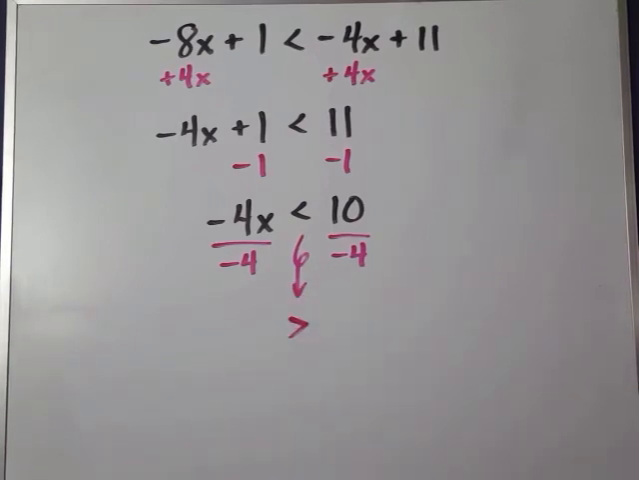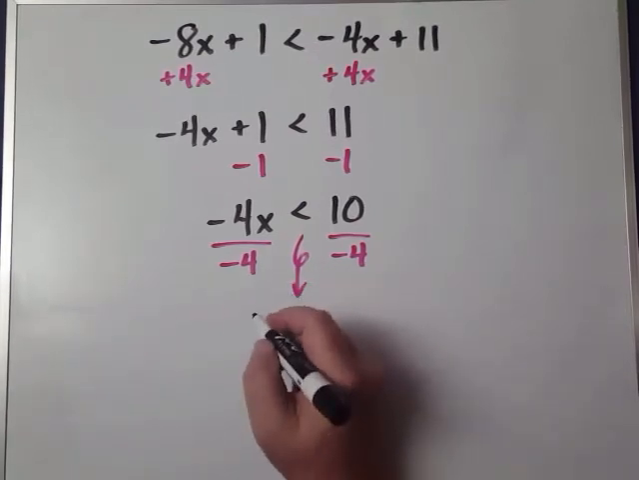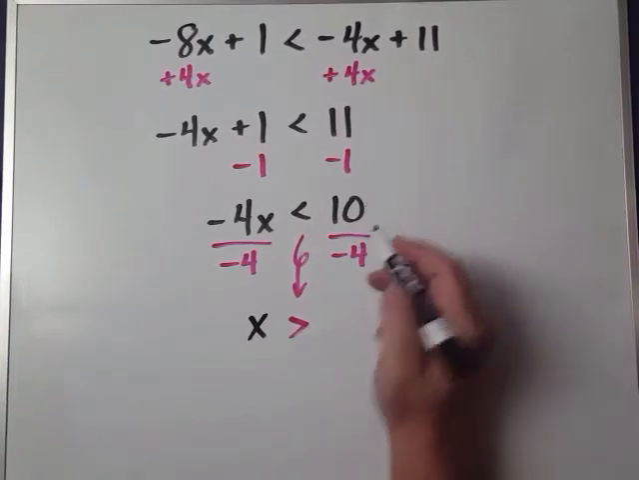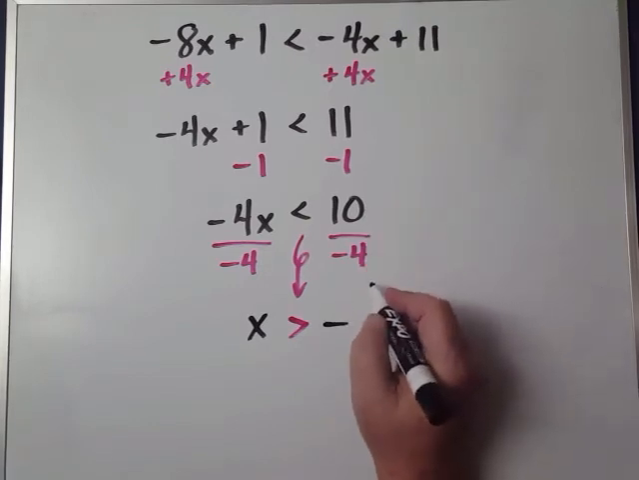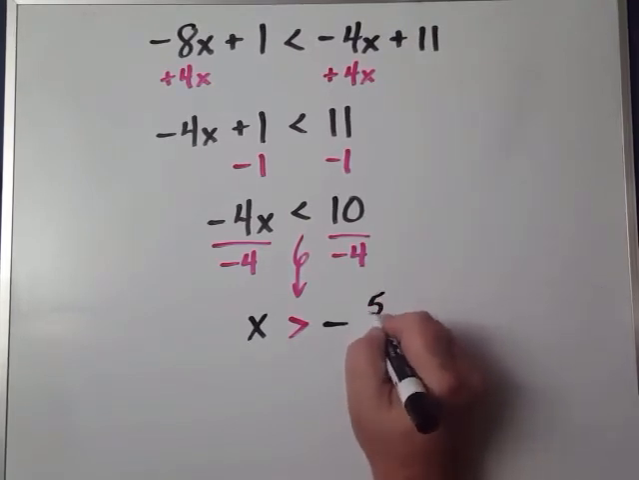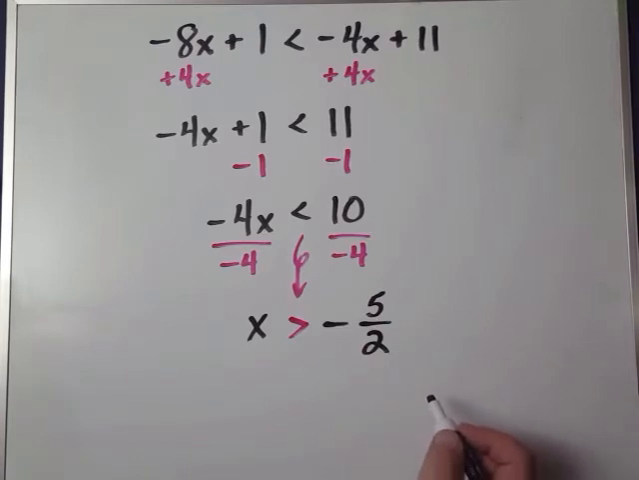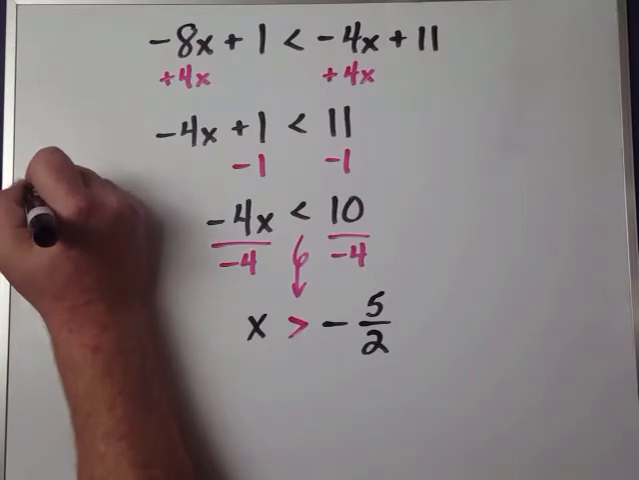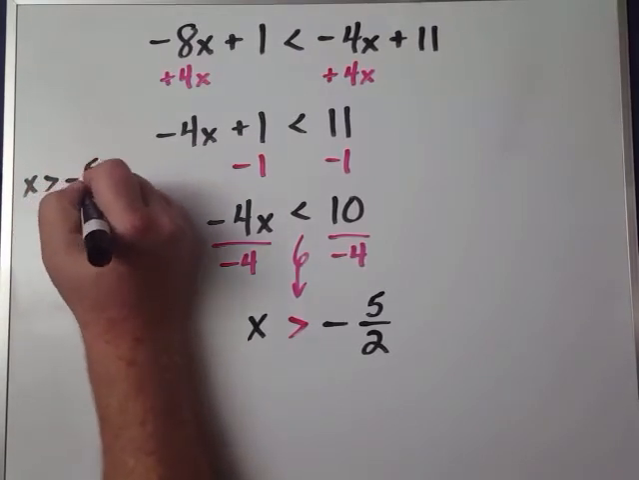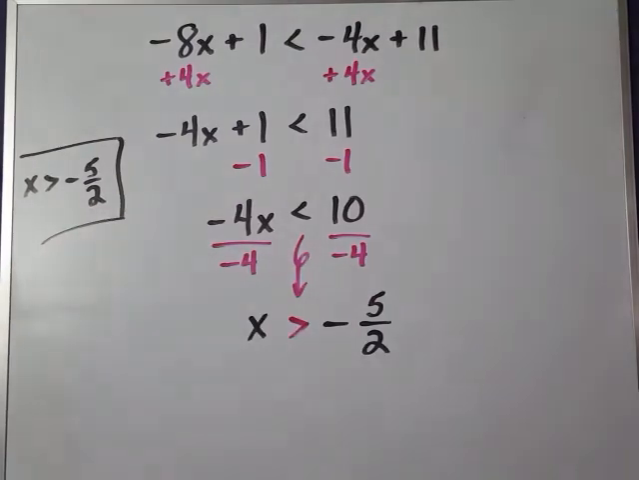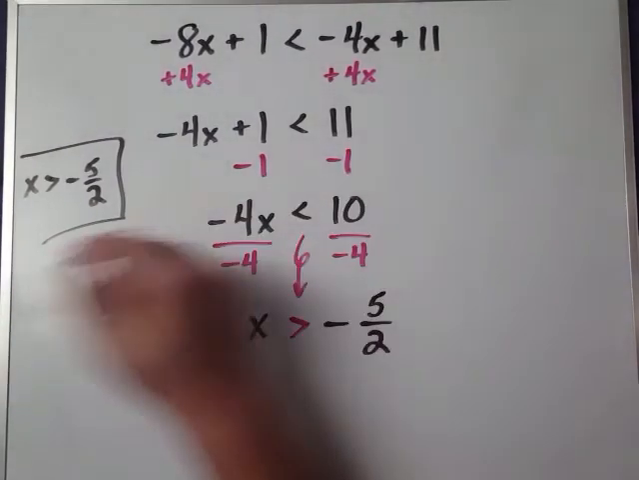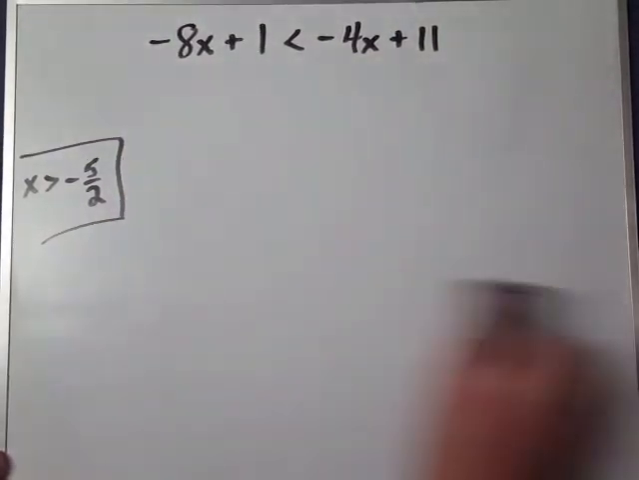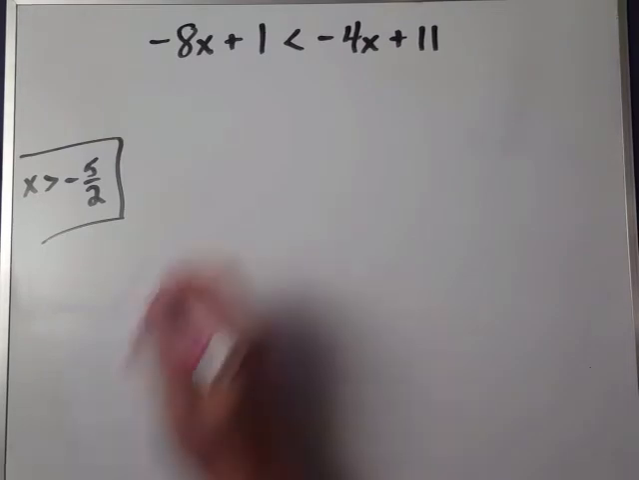On the left-hand side, the -4's cancel to leave just x. On the right, positive divided by a negative is negative. 10 divided by 4, best I can do is reduce: -5/2. Okay, so let's remember this. Let's pop this over here. So that's what we got, taking our x's to the left. What happens if I work this same problem, but this time I take my x's to the right?